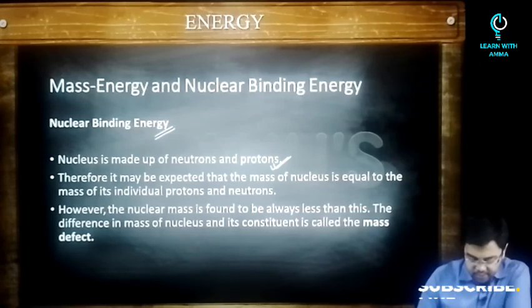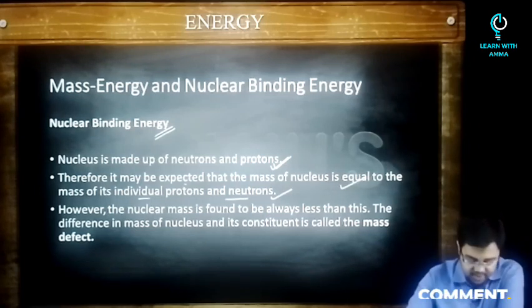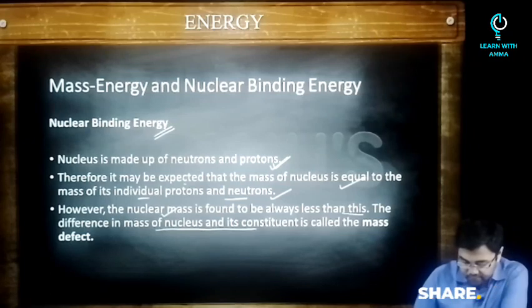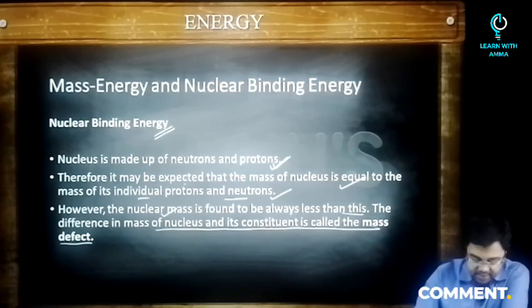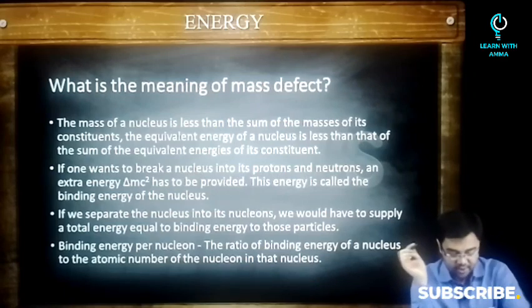So therefore, it may be expected that the mass of the nucleus is equal to the individual masses of the protons and neutrons, something that we just discussed. However, the nuclear mass is found to be always less than this, and the difference in mass between the nucleus and its constituents is called the mass defect. So the theory of mass defect came from here.